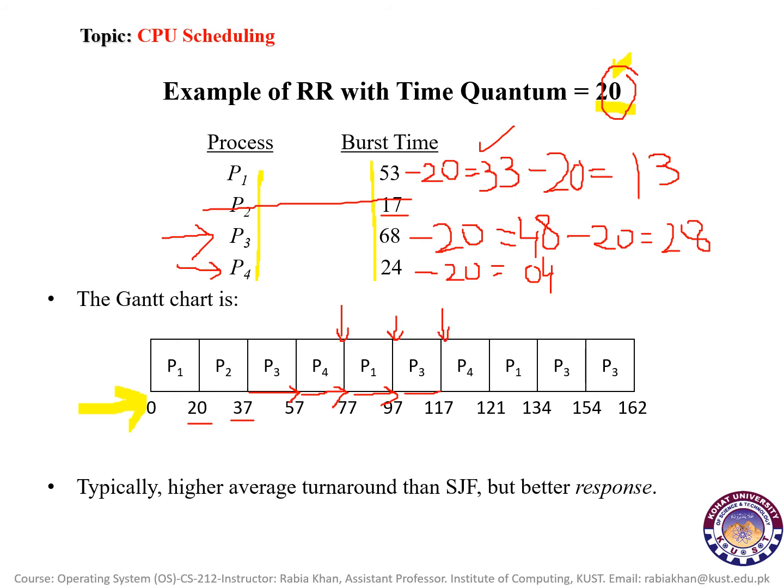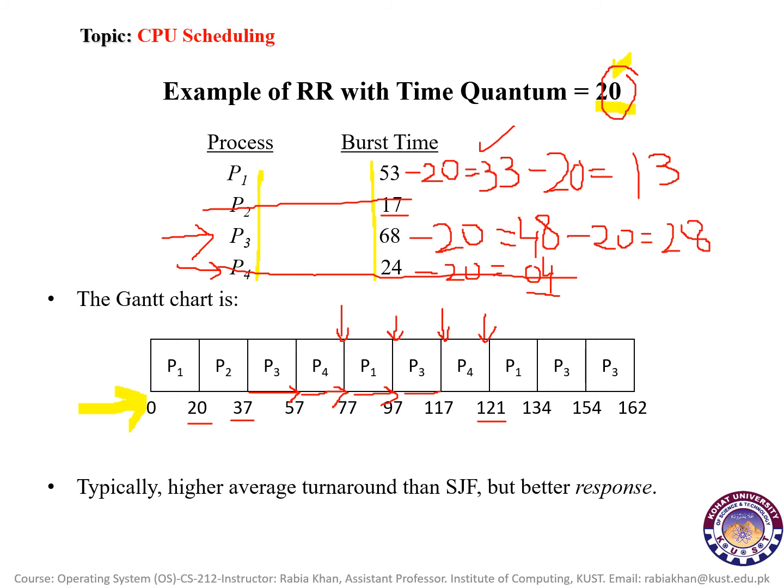Now it's time for P4. P4 is given 20 milliseconds, but it requires only 4 milliseconds. So it goes to completion after 4 milliseconds. Here you can see 117 plus 4, 121, and the remaining time is given back to the operating system, which it adds to the pool of CPU time. Now P4 has completed. It goes out, and we have only 2 processes in RAM.